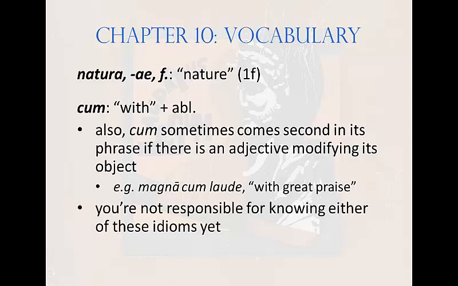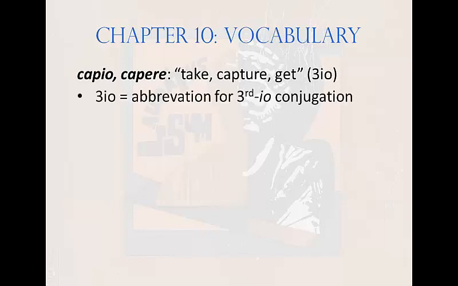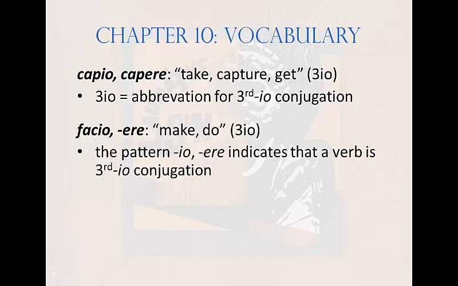Next come six verbs. The first is capio, capere, meaning take, capture, or get. It's a third io conjugation verb. Note that 3io is an abbreviation for third io conjugation. The next verb is also third io, facio, facere, meaning make or do. Note that the vocabulary pattern, in which a verb ends in io and is followed by hyphen ere, is another way of indicating that a verb is third io conjugation.